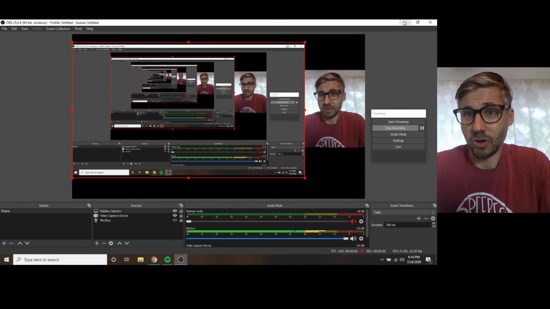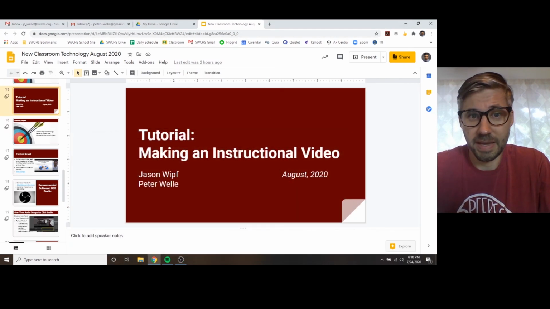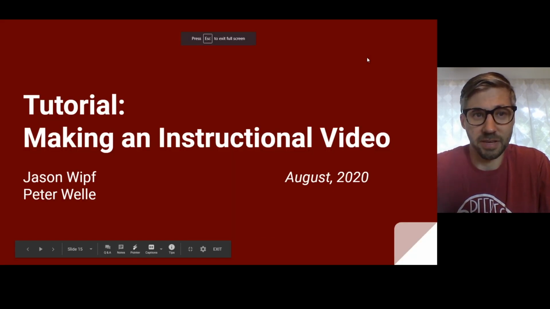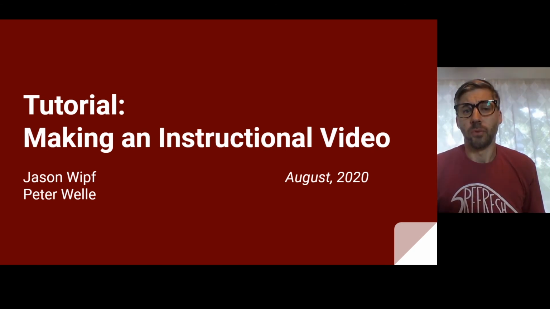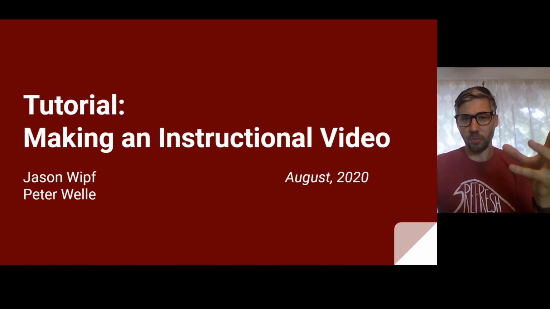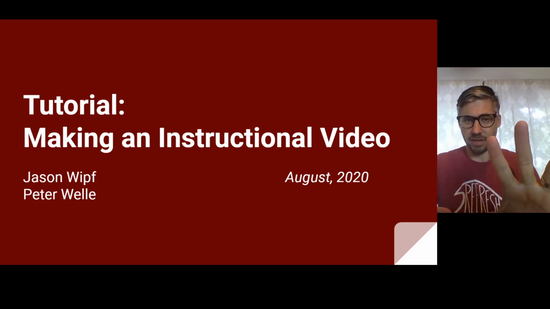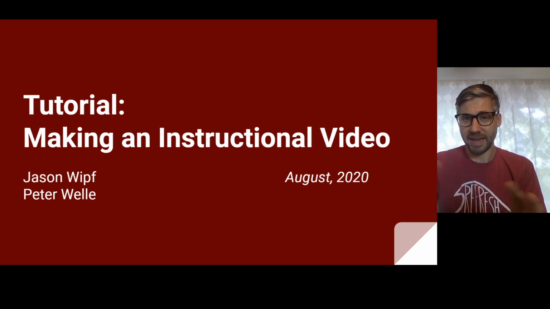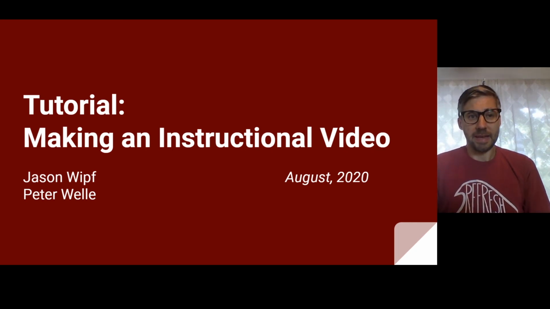You minimize OBS Studio. And here I've got my presentation, and we're going to get meta here. Now we're back to the beginning where we started, and I just hit present mode, and here's my tutorial on making an instructional video. So when I'm actually doing this, I've opened up OBS Studio, made sure everything is set and looking good. Then I minimize it, and I open up my presentation screen. I hit the present button, and I think, okay, what am I going to do? How am I going to do this?